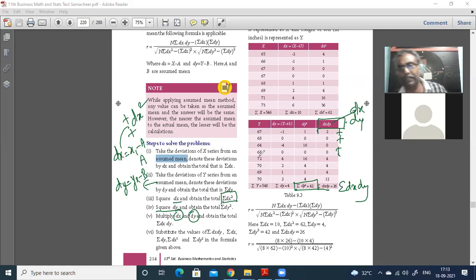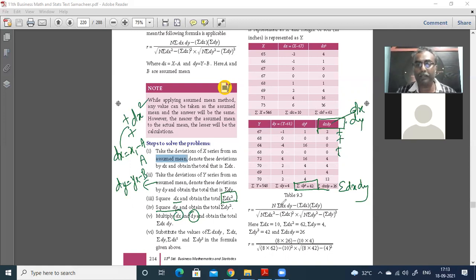correlation coefficient. Very simple sums. Long sums, lots of calculation will come, but very small calculation, plus minus 2, 3, 4, like that only you will get. So I just have to remember the formula. Just remember the formula.